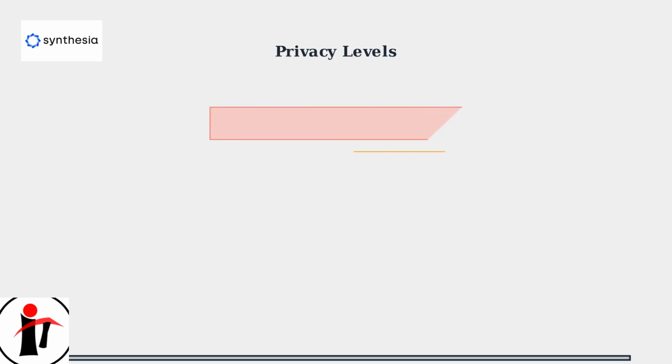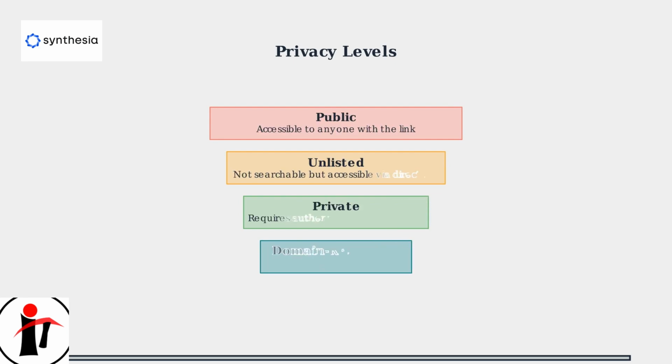Privacy levels range from public access for anyone with the link to unlisted content accessible only via direct link, private content requiring authentication, and domain-restricted sharing limited to specific domains or IP ranges.